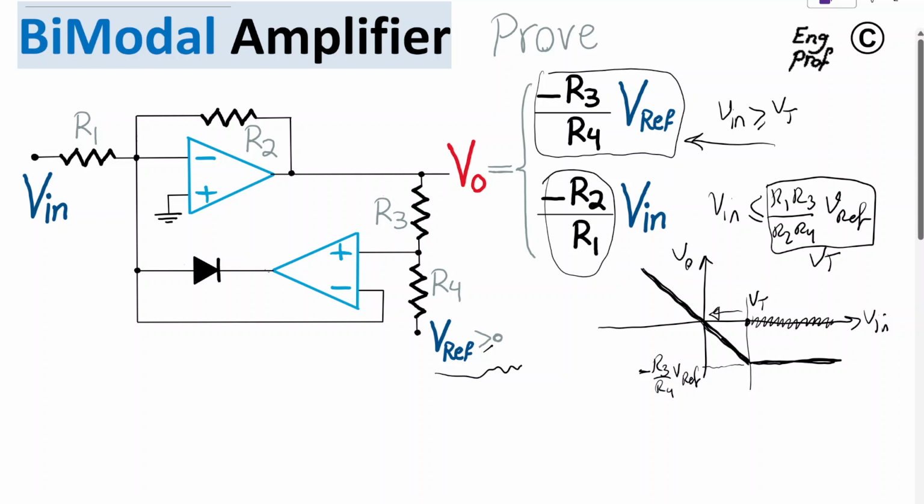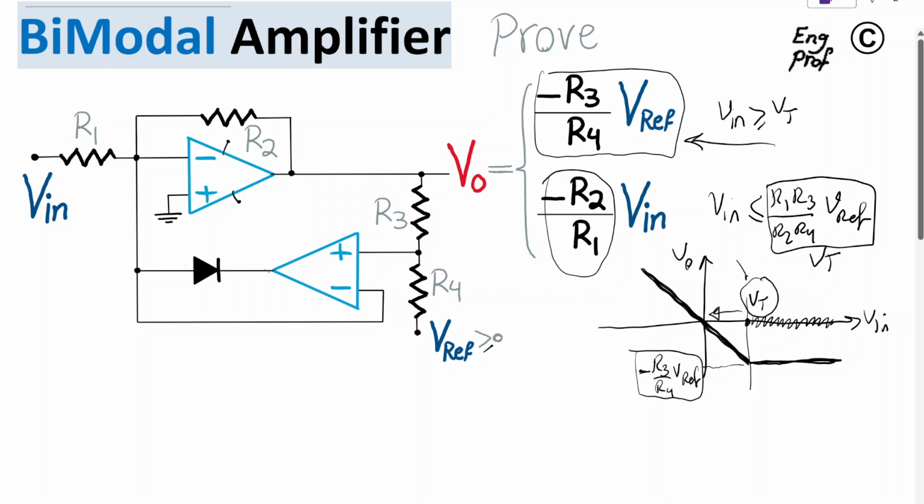Effectively, this is a programmable rectifier because we are able to program the threshold voltage of the rectifier above which the output is independent of input, a constant, and below that threshold, whenever input is below that threshold, the output is proportional to input, exactly like what a rectifier is doing. So let's see how this is possible.